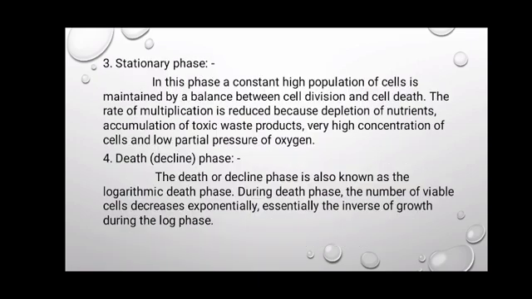3. Stationary phase. In this phase, a constant high population of cells is maintained by a balance between cell division and cell death. The rate of multiplication is reduced because of depletion of nutrients, accumulation of toxic waste products, very high concentration of cells, and low partial pressure of oxygen.